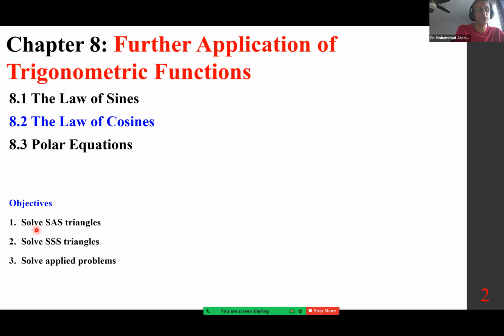The objectives: we're going to solve SAS, side, angle, side. We're going to solve side, side, side, and applied problems. So those are the types of triangles.